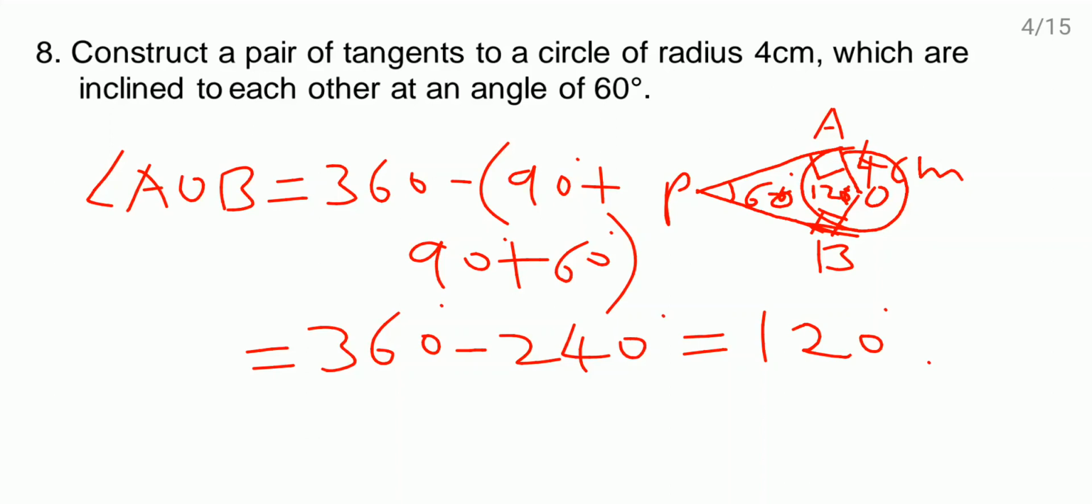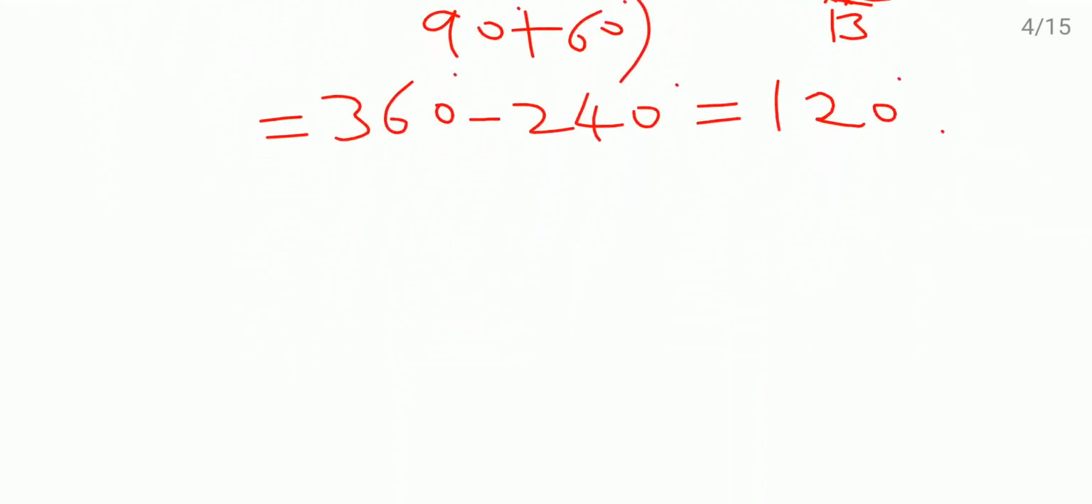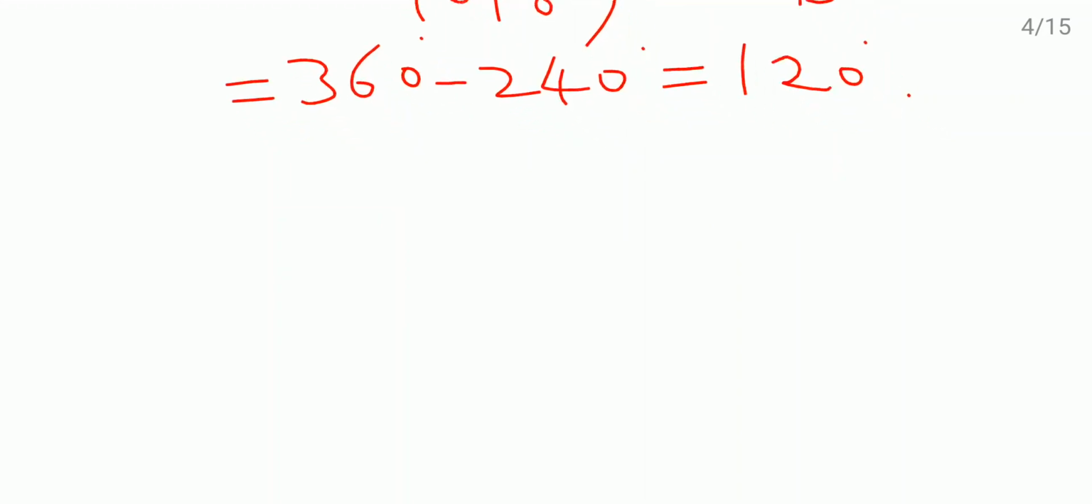Now let us see how to construct it. First we will draw the circle with radius 4 cm. So here I am going to draw a circle of radius 4 cm. Let me get a little more space. So this one is a circle whose radius is 4 cm. Now I will draw one radius at this place. You will do it with the pencil properly.